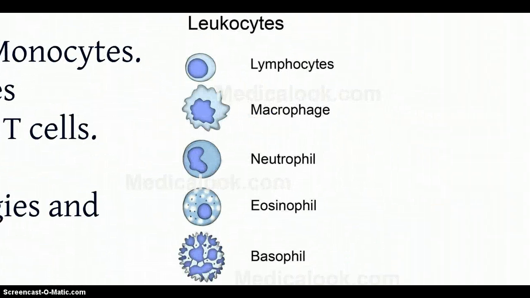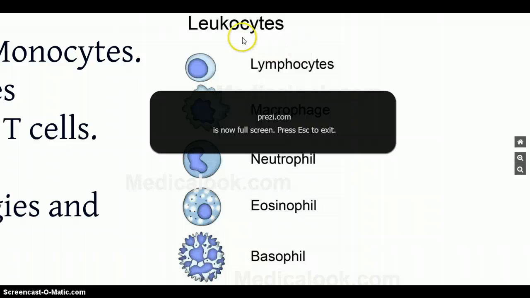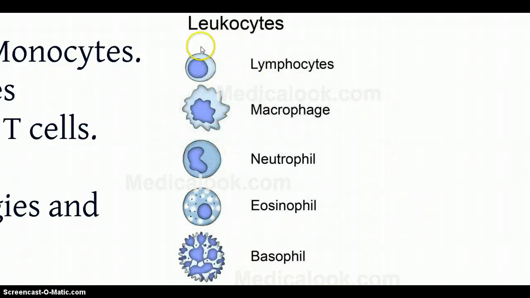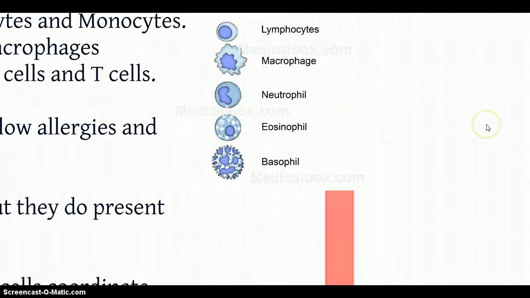So here are your leukocytes. I just want to mention that agranulocytes have no granules in them, and granulocytes do, as you can see right here. So here's a macrophage, and it has no granules. There's a lymphocyte, it has no granules. But neutrophils, eosinophils, and basophils have granules. They didn't draw them with granules here, and I don't know why, but they do have granules.